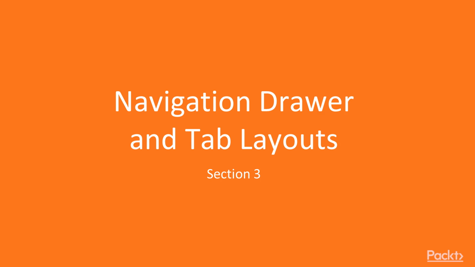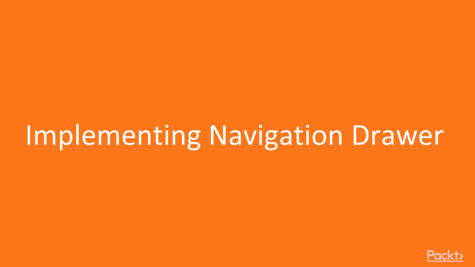Hi and welcome to this amazing section where we are going to learn how to implement navigation drawer and tab layouts. Tab layouts are horizontal layouts that are mostly displayed below the app bar to present tabs. The navigation drawer is a panel that shows your app's main navigation menu. In this video, we are going to implement our first navigation drawer.